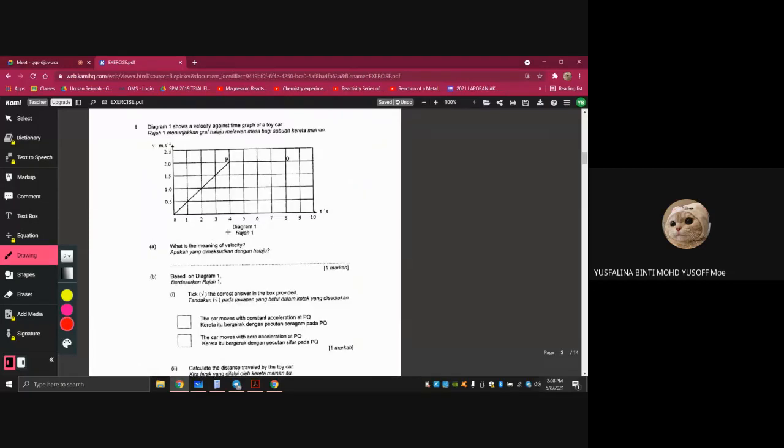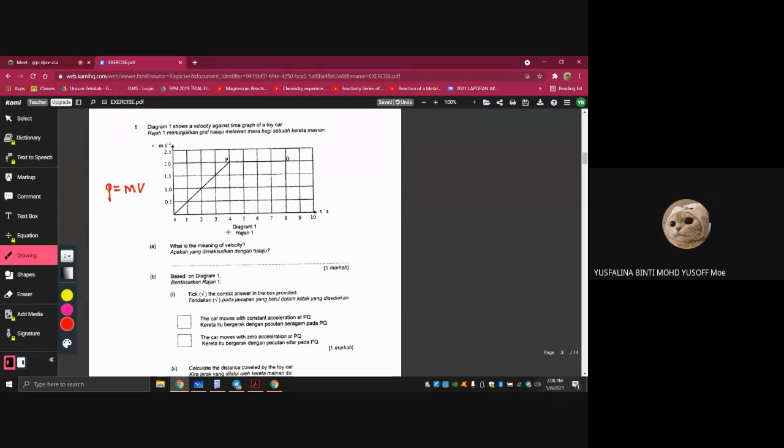Okay, number 1. Diagram 1 shows a velocity against time graph of a toy car. So what is the meaning of velocity? Some of the meanings you can just directly use the formula. Let's say for the momentum. The momentum is mass times velocity, right? So you can just put the meaning of momentum as mass multiplied by velocity.